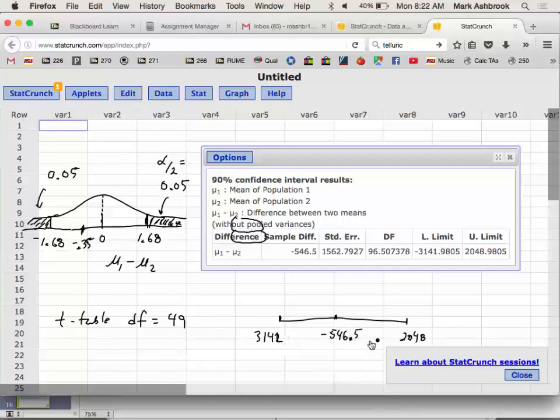So 3142 and 2049. Negative 3142. What is that? That's saying that the left end of our confidence interval is that women speak 3,142 more words per day. The right end says that men speak 2,049 more words per day. And according to our data, women spoke 546 more words per day. But we can be what? We can be 90% confident that the difference of the means falls in here.